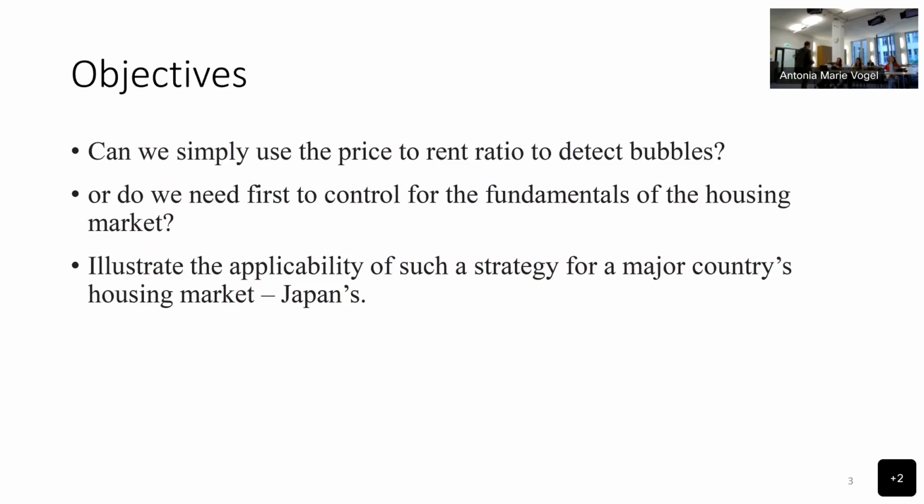So should we look at the price to rent ratio, in the same way as in stock markets we look at price earnings ratios? Is that enough? Or do we need to go further and control for fundamentals before testing for bubbles? Not after. And this is an illustration for the Japanese case, because of course it's well known, and we all have some ideas about the dating of the bubbles, so it's an interesting case to look at.